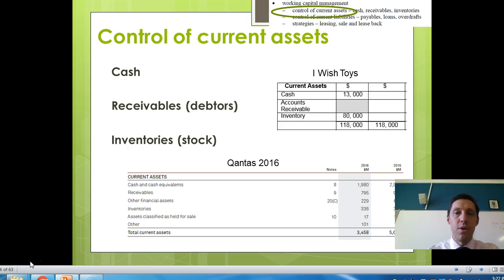So again, just to highlight up here, we've got the current assets of I Wish Toys, cash, sorry, that should have a figure there, of 25,000, and Qantas. There are some items on there which we don't really need to worry about, but just to get a sense of, they've got 3.4 billion in 2016 of current assets, a significant amount of cash on their balance sheet, nearly $2 billion worth of cash.